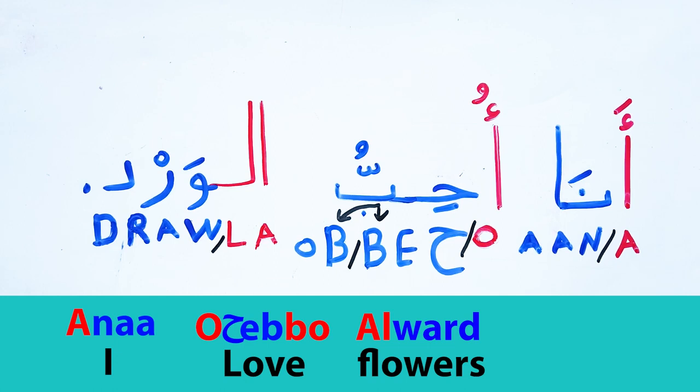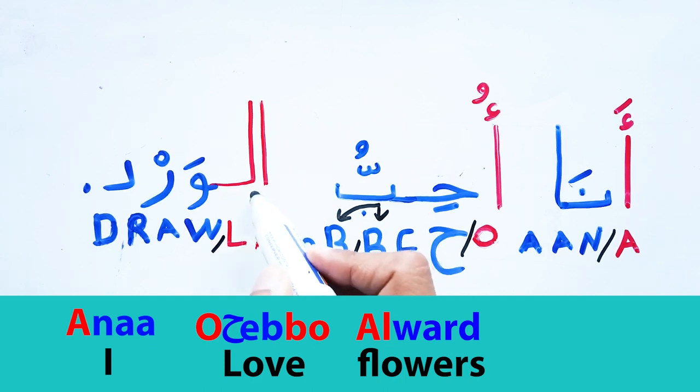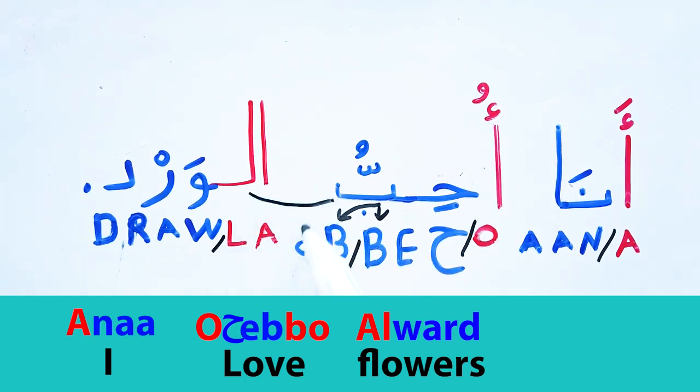أنا أحب الورد. Pay attention, we have connected speech here. We connect this part to this one. Like this. So I say what? أنا أحب الورد. We don't say it separately. No, we say it connected. أنا أحب التفاح. أنا أحب الورد.